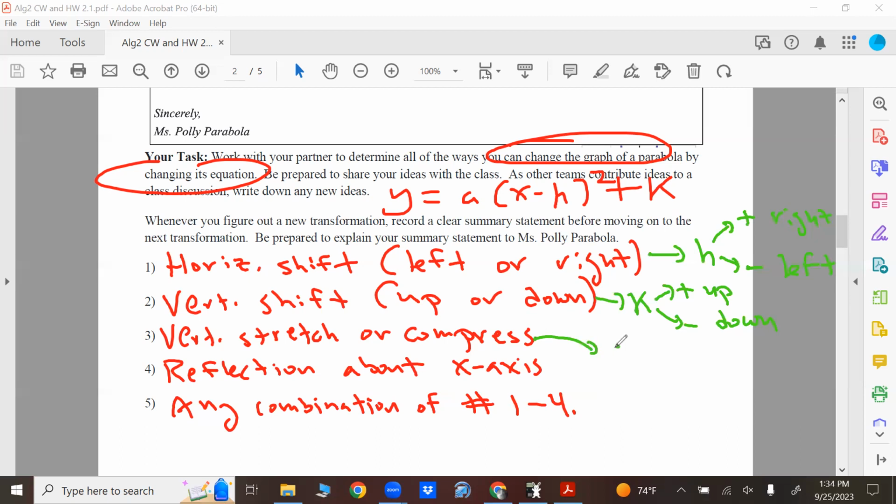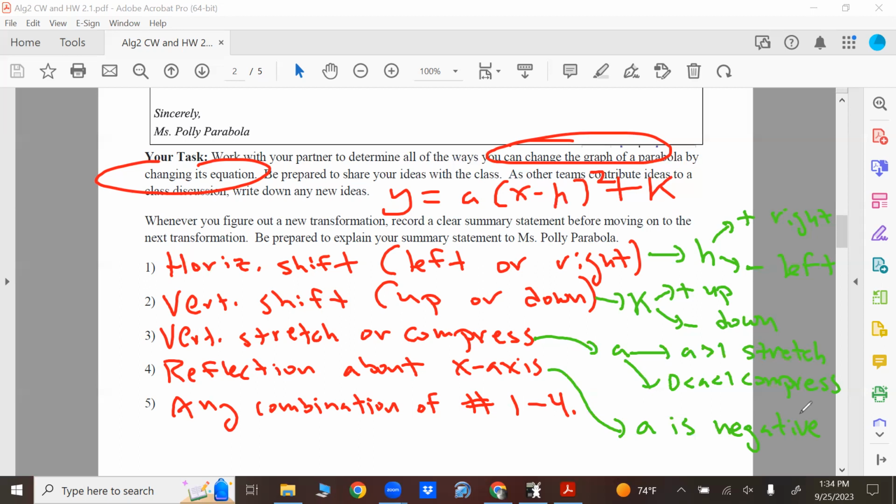This is going to be for a. If a is bigger than 1, we stretch. If it's between 0 and 1, you compress. And lastly, for this one, a is negative. So those are the summary of changes, okay? These are the changes we'll be working through for all types of functions throughout the next 2-3 weeks.